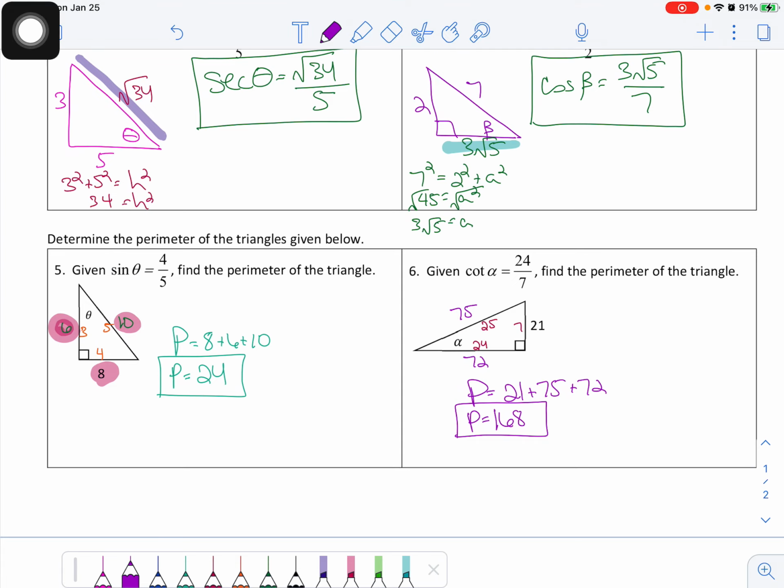All right, so these are just a couple of different kinds of problems that you might see using the different trig values.